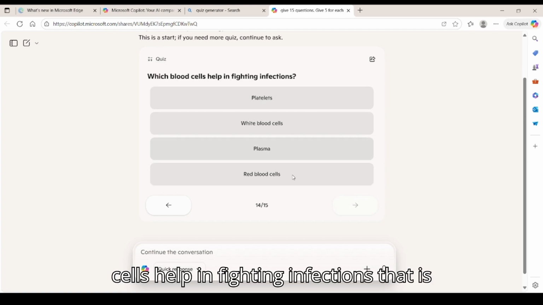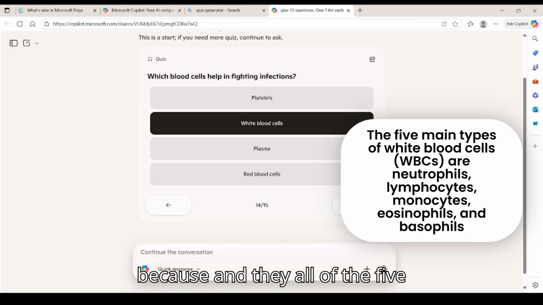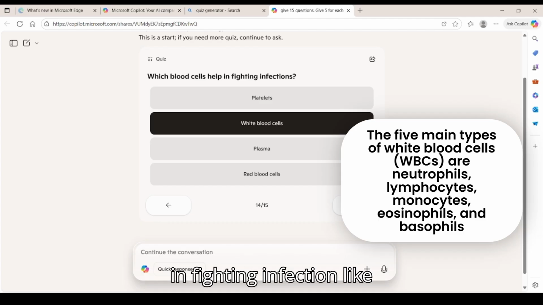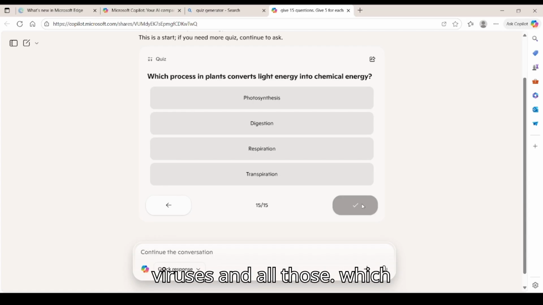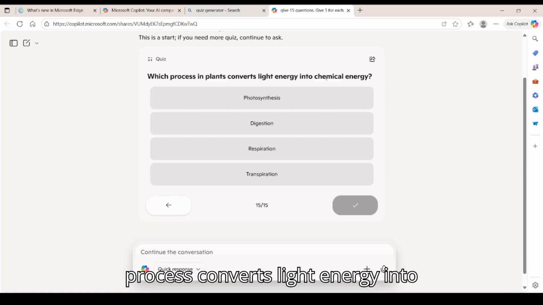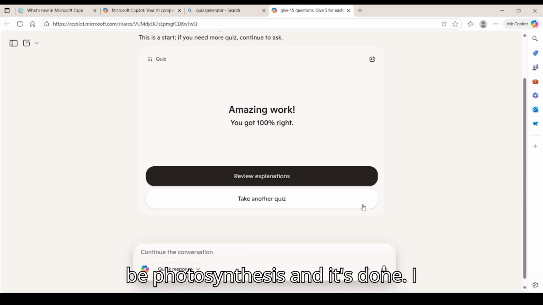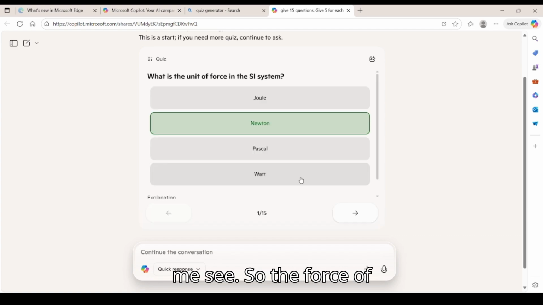Which blood cells help in fighting infections? That is white blood cells. And all five types of white blood cells are involved in fighting infection, like pathogens and viruses and all those. Which process converts light energy into chemical energy in plants? That has to be photosynthesis, and it's done. I got all right. Wait, let me see.